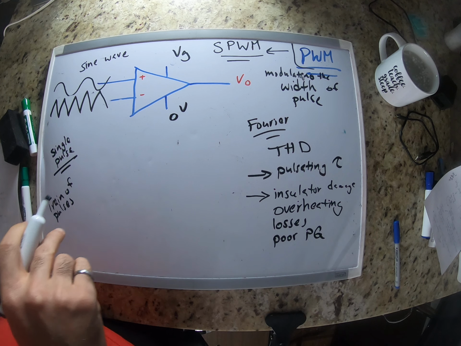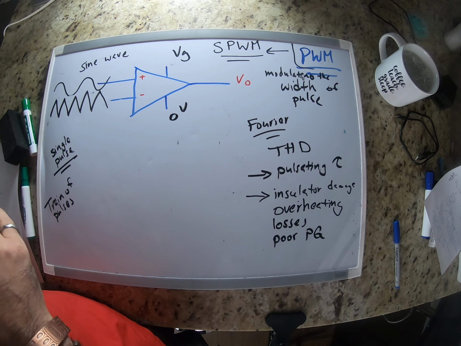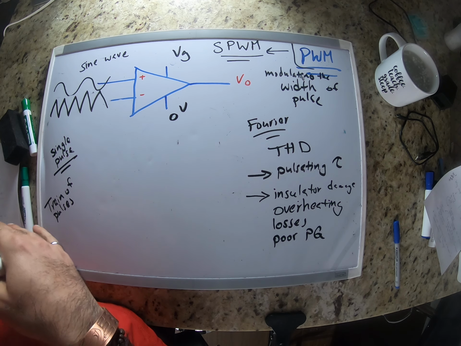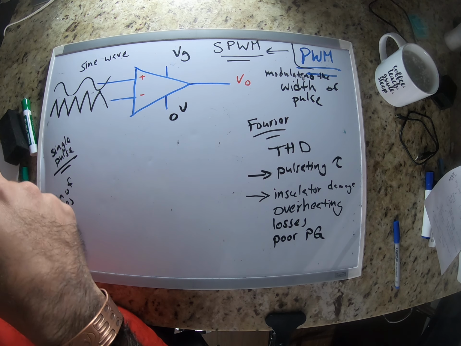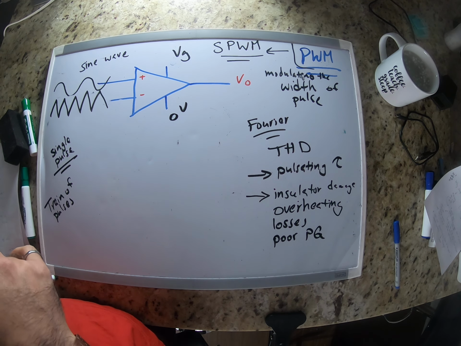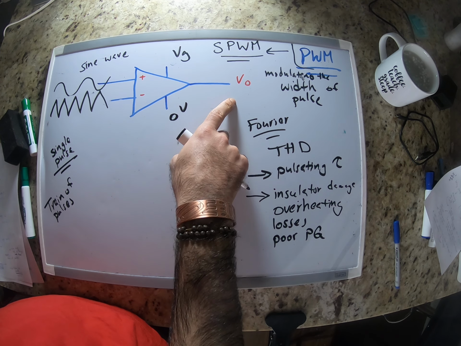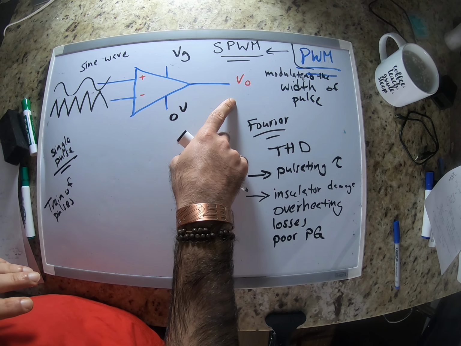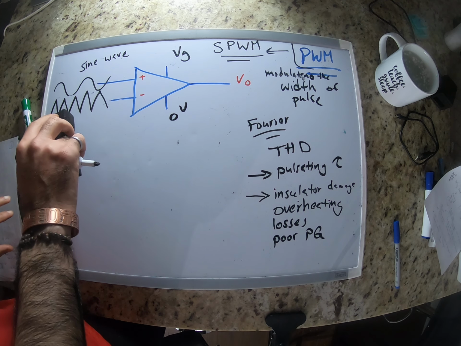Okay, so this is basically how we generate the gating pulses for our switches, right? We have to turn switches on or off, so we have to control the gating signal for those switches. How those gating signals are created is using sinusoidal PWM. There are other PWM methods, but this is one way of generating PWM.